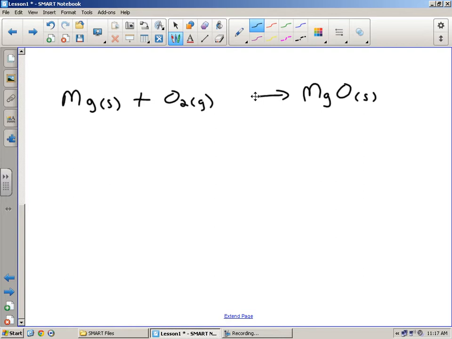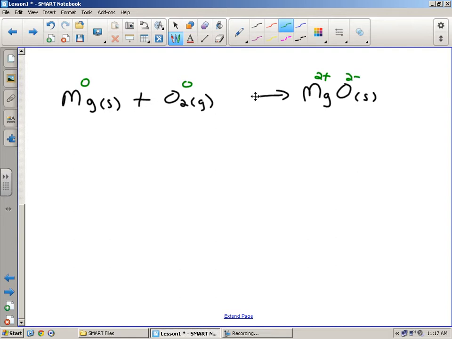Now, let me ask you this. That's my target equation. I take magnesium and mix it with oxygen to give me magnesium oxide. What's the charge on this magnesium right here? 0. What's the charge on this oxygen? 0. Those two elements combined together, what's the charge on this magnesium? 2 plus. What's the charge on this oxygen? 2 minus.